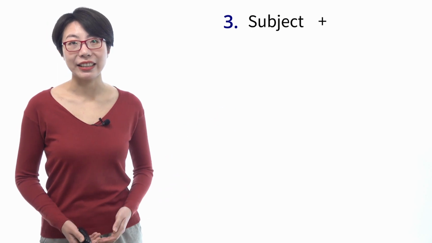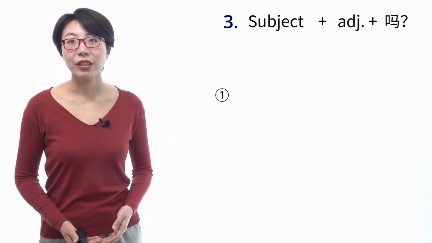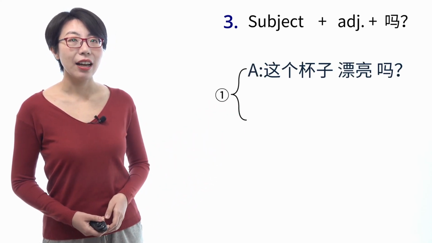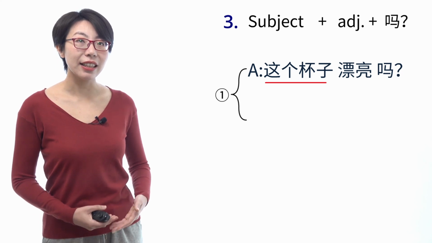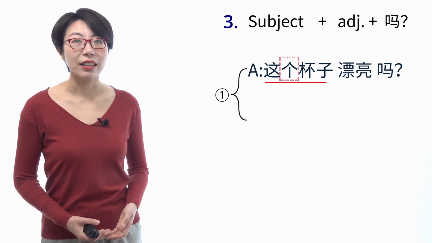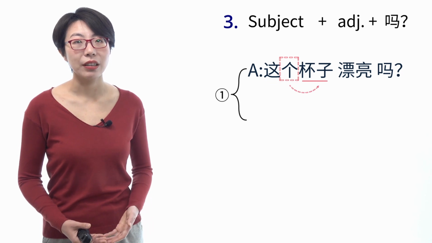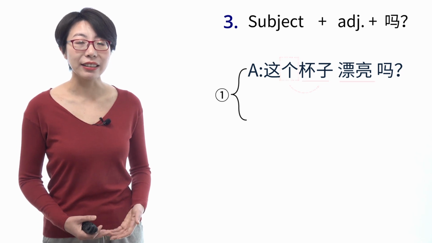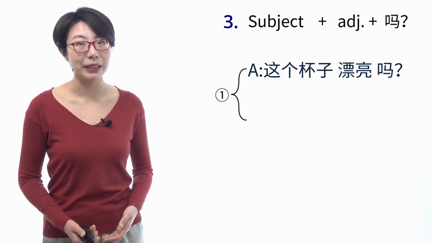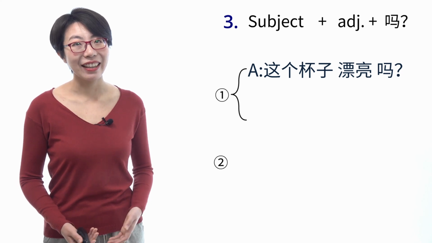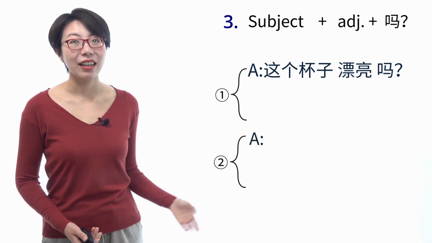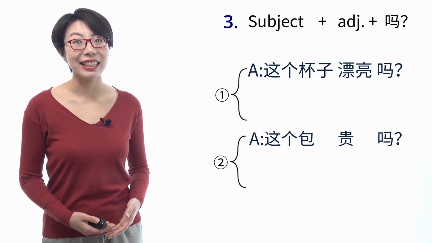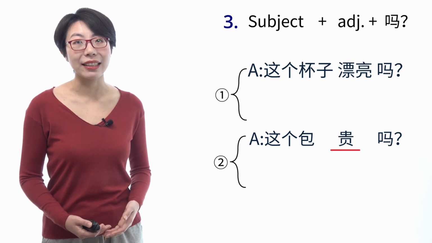In the dialogues, they used this kind of sentence structure: subject plus adjective plus 吗. So, for example, 这个杯子漂亮吗？这个杯子, this cup. 个 is the measure word for cup. 漂亮, pretty or beautiful. Is this cup pretty? 这个杯子漂亮吗? And another question from the dialogue is 这个包贵吗? 这个包, this bag, 贵, expensive.